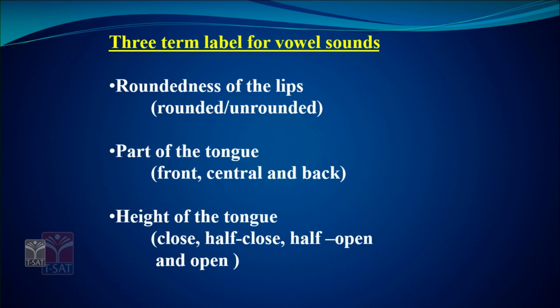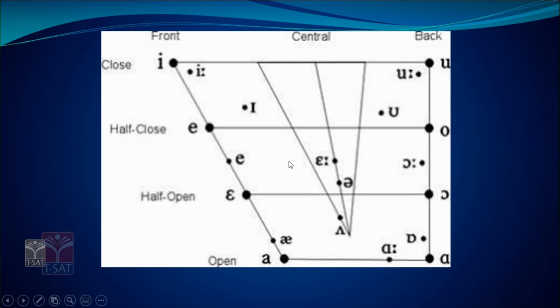So how can we give a three-term label for vowel sounds? In the English language we have to see the roundedness of the lips, whether the vowel sound is rounded or unrounded, and which part of the tongue, is it the front part or central or back, and the height of the tongue: close, half open and open. If you see the diagram, these are the 12 pure vowels. These are considered the front vowels.